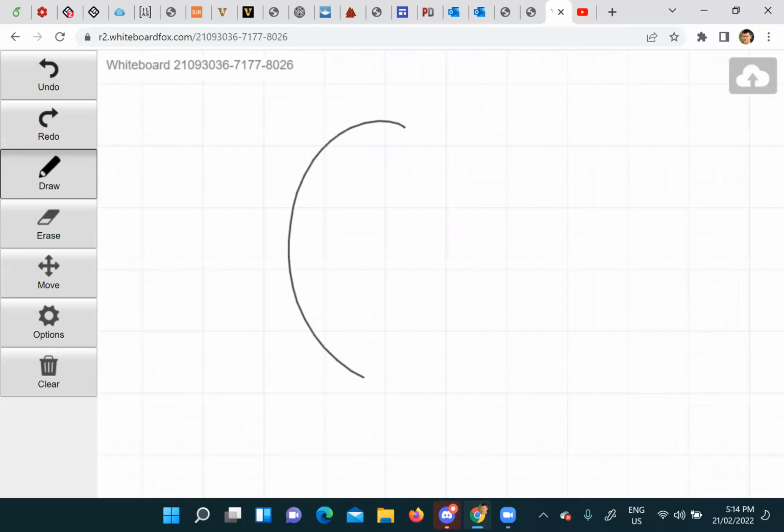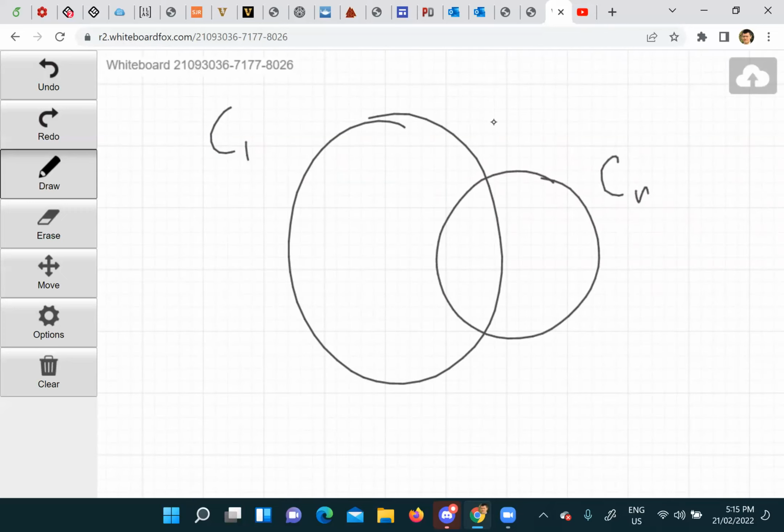Okay, so we have a C1, right? And then the Cn minus 1, for example, where could it be? It could be like this, yeah?